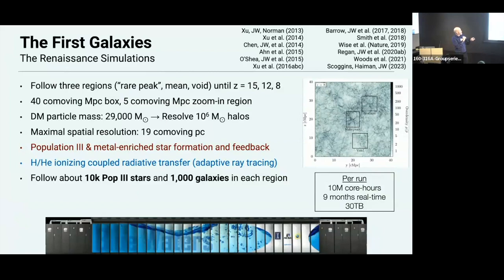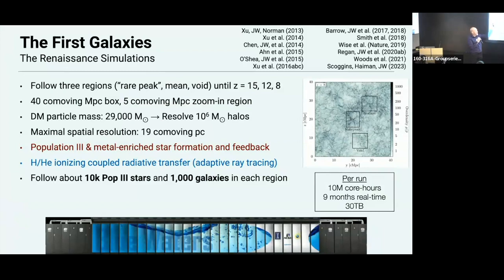So this is a 40 megaparsec box. These are a series of three zoom-ins. Rare peak that's surrounding the most massive halo. Normal region, it's just a normal overdensity in a void. So we can resolve halos down to 1 million solar masses, and we have a maximum resolution in this AMR simulation run with Enzo of around 20 comoving parsecs. So between 1 and 2 proper parsecs at that scale, we include metal-free star formation, modeling individual metal-free stars, and that transitions to metal-enriched star formation.